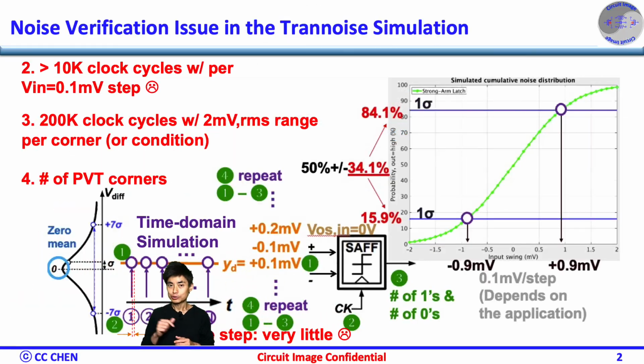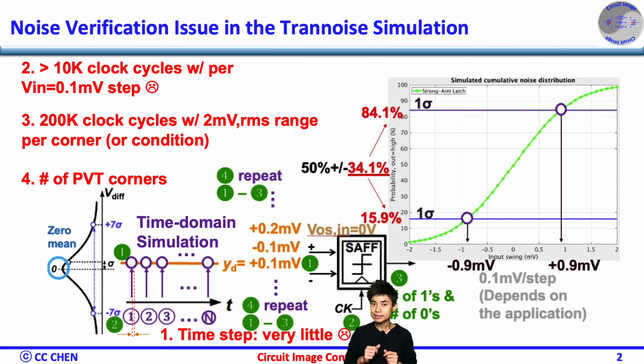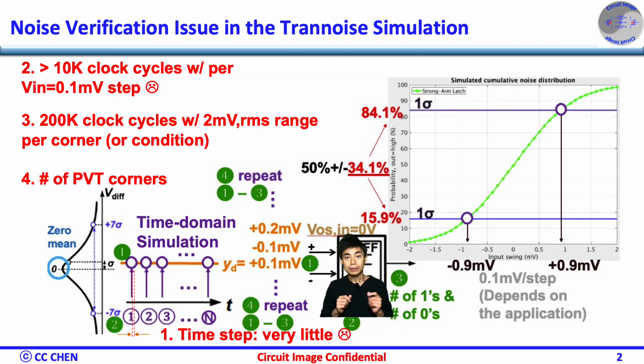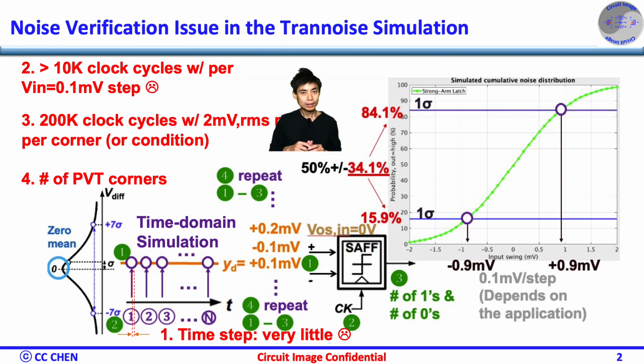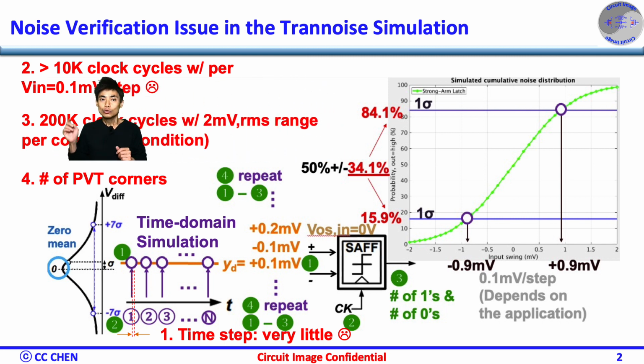Correct. Simulation time. If you are familiar with time domain simulation, you will notice that the clock time step could be too small at a high speed, and the stop time may need at least 10,000 cycles for just one input swing. If we need to target the input noise within 2 mV RMS range with a 0.1 mV voltage step resolution, you may need 200,000 clock cycles of simulation over all PVT conditions, which would be very time consuming.